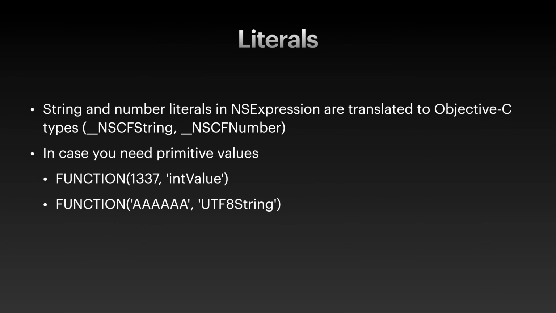Sometimes we need primitive values in Objective-C methods, but strings and numbers in an NSExpression are translated to Objective-C classes. If we need a primitive value, we can also use this function to perform a certain selector to get the integer or the pointer to a string.